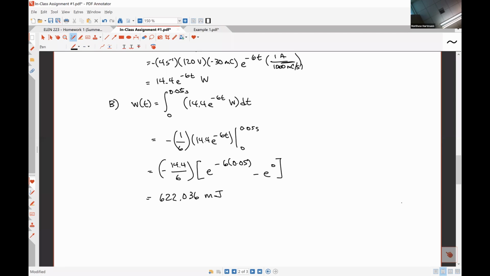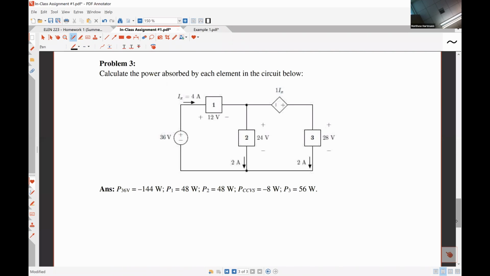So you should never have to go crazy with, what is it called, integration by parts or anything like that. It should be fairly straightforward. So, all right. And then this example problem here is very similar to the one that I worked at the top of the class. We want to calculate the power absorbed by each element in this circuit.